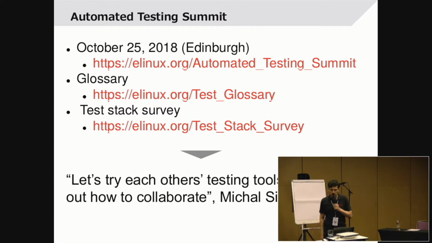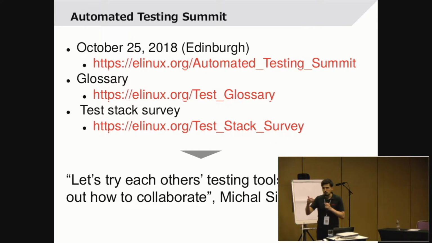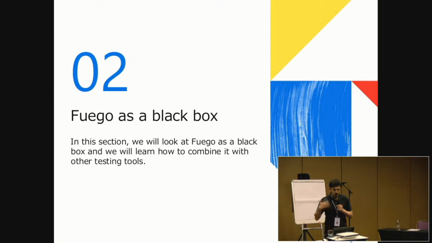So you have here all of the minutes and what we did. Two of the interesting things that came out were the test glossary, so that we can have the same vocabulary when we talk to each other, and then a test stack survey, so that we can know what each tool does in each category. At the end of the meeting, there was something that I thought was interesting. It was said by Michal Simek: let's try each other's testing tools and figure out how to collaborate. Inspired by that, I decided to try to integrate Fuego with different tools that I hadn't tried before.